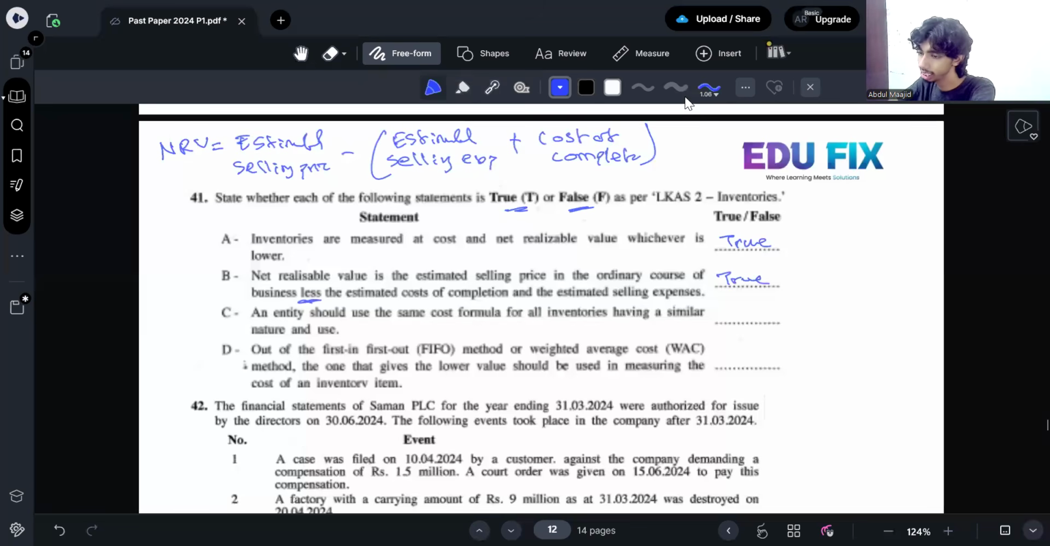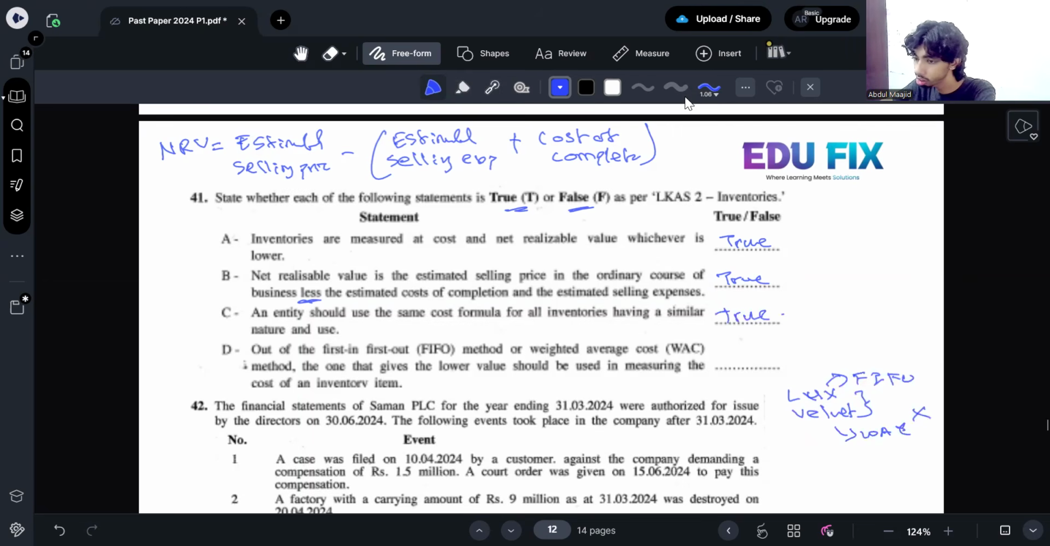An entity should use the same cost formula for all inventories having similar nature and use. For example, let's say Lux soap and Velvet soap. Okay, both of these are similar products having the similar nature and use. Okay, both Lux and Velvet are soap, right? Used for the same purpose. Therefore, you can't use FIFO for Lux and use WAC for Velvet. You should use the same cost formula for the products with similar nature and use. Therefore, this is true. D.